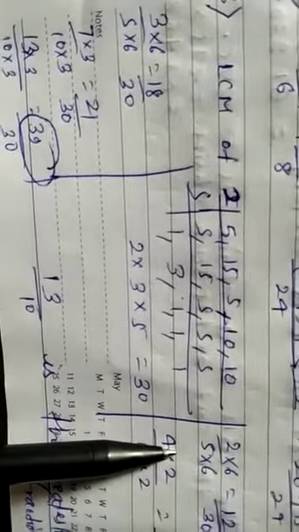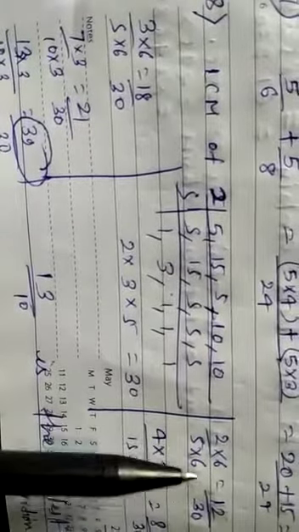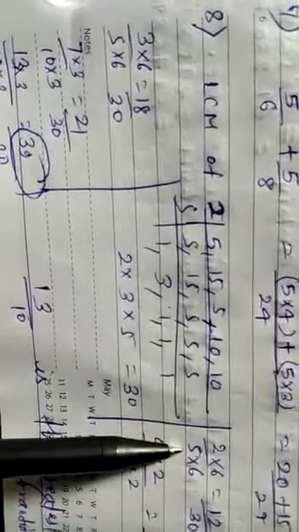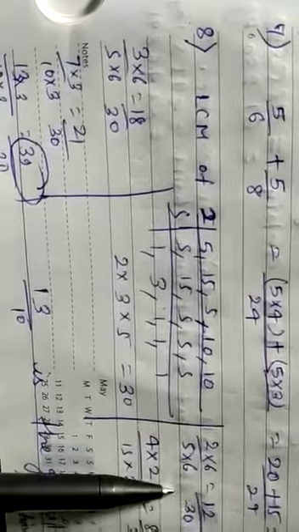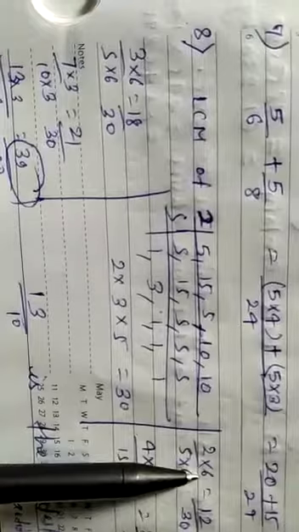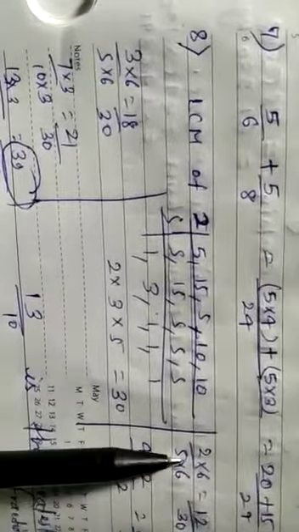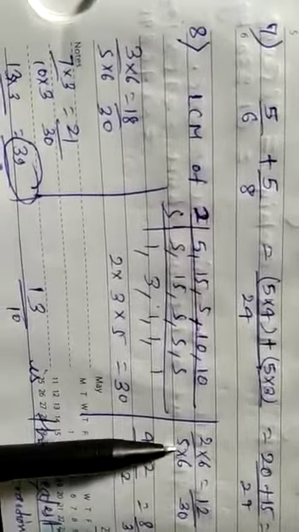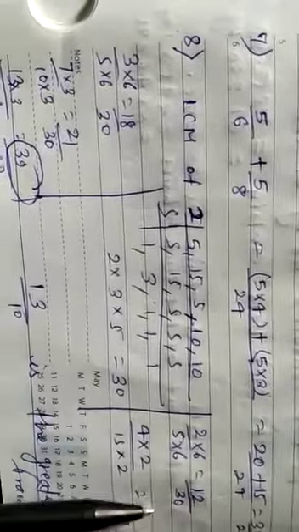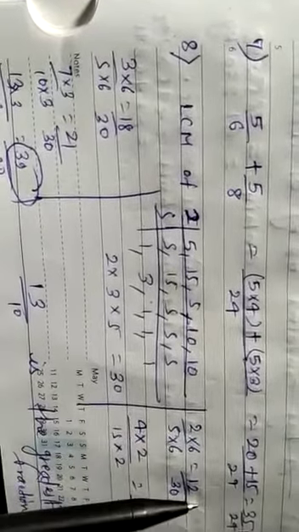2 by 5 is our first fraction. How to get our denominator 30? Given here 5 in the denominator, then we have to multiply by 6, that is 30, and again we will multiply it by 6 in the numerator. We have to multiply the same number in both numerator as well as denominator. That is 12 by 30. We will repeat the same process.